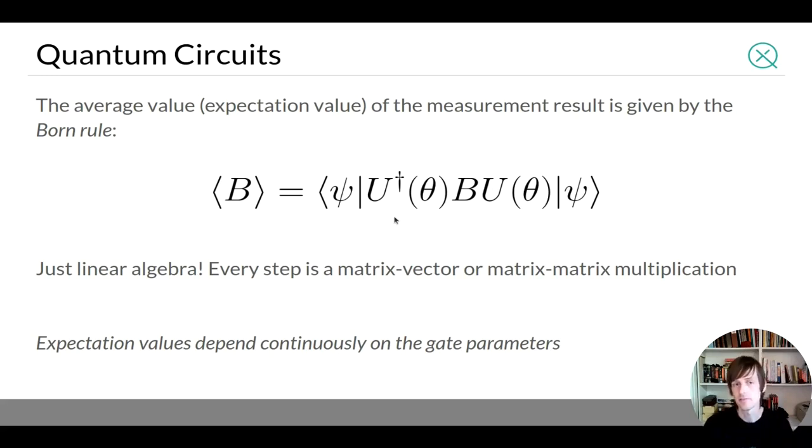And it's a very nice formula. But it's all just linear algebra in a very high dimensional space. Now, the important point I want to emphasize is I put this value theta in for the unitary transformation. So what that means is that the final expectation value is a function of theta, which are the gate parameters. And it's a continuous function as well, since it's just linear algebra.